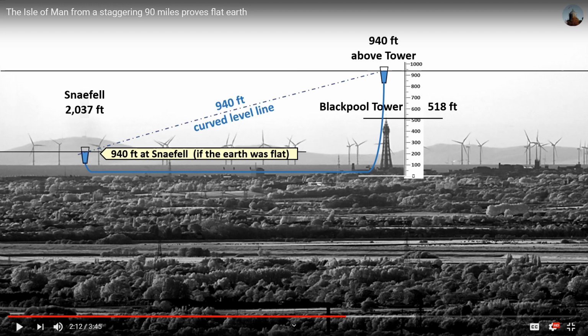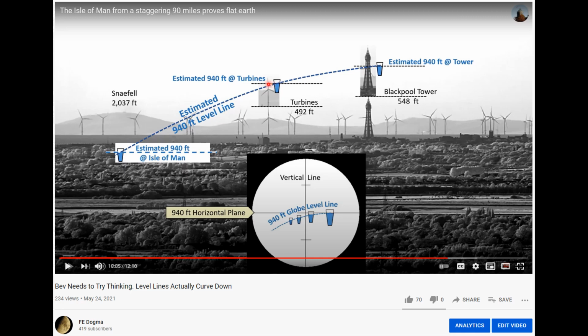But this definitely fits the definition of a surveyor's curve level line, because what we clearly see here is that this 940-foot elevation above Blackpool Tower here is much lower over at the Isle of Man. And if Bev was correct, both of these elevations should have been in alignment. Not even close.